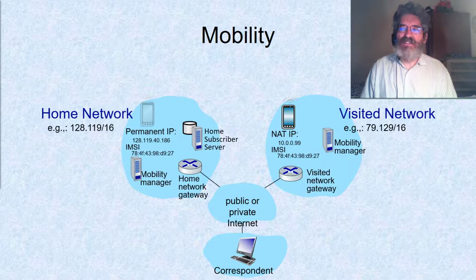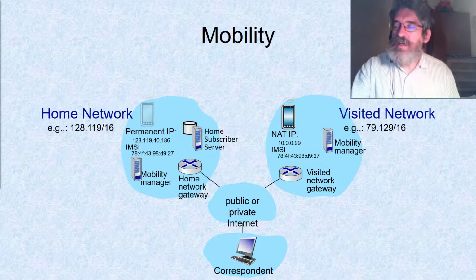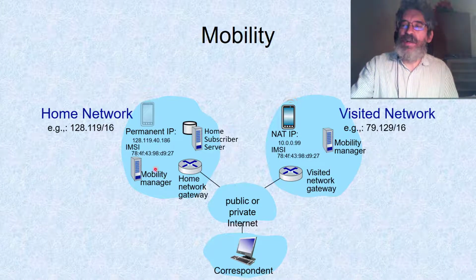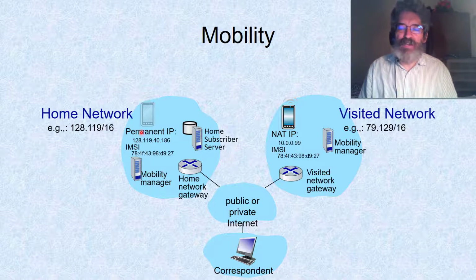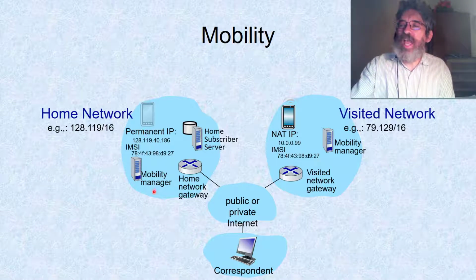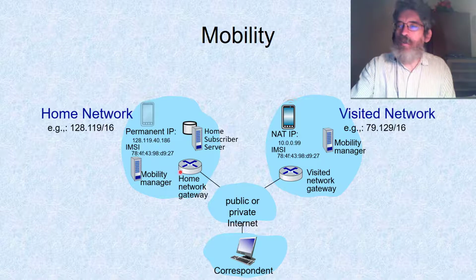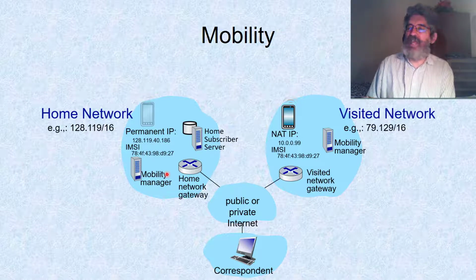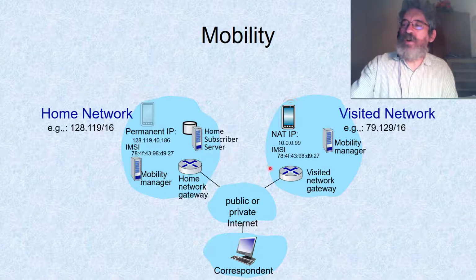So we have the idea of a home network. This is where I normally live, where I'm going to spend most of my time, and where my IP address is. And so we're going to have a home agent, something within my systems that can manage it. We have what's called the visited or foreign network. So that's where I'm currently located.